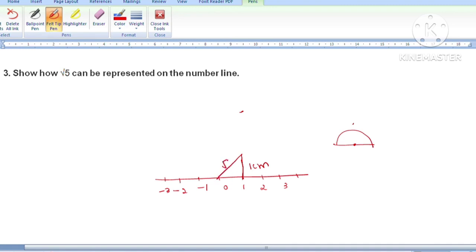So this value is root 2. Root 1 value is 1, that comes here only. This is root 2. Then again you have to repeat the same procedure.